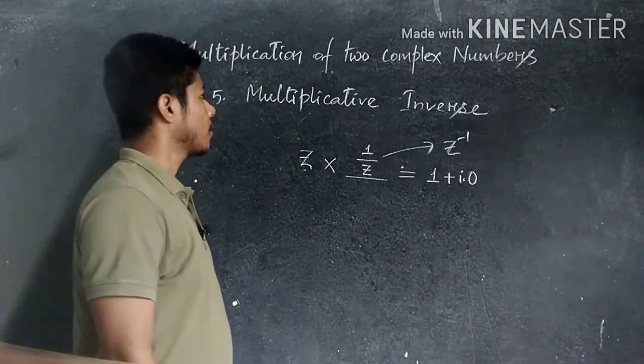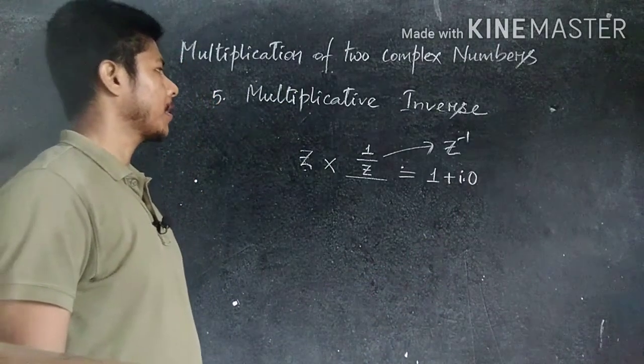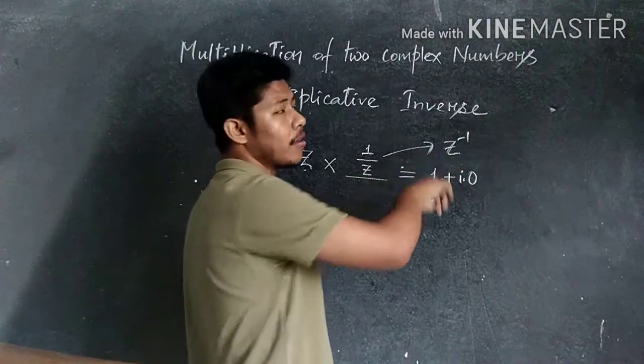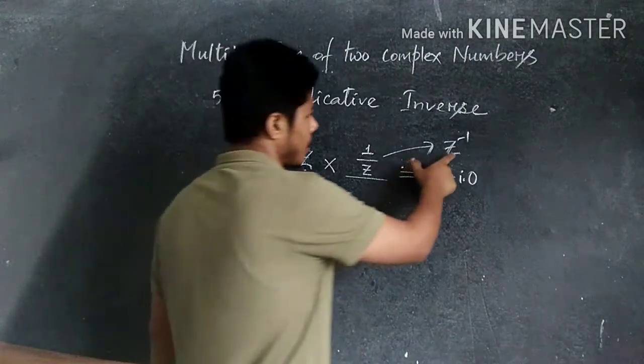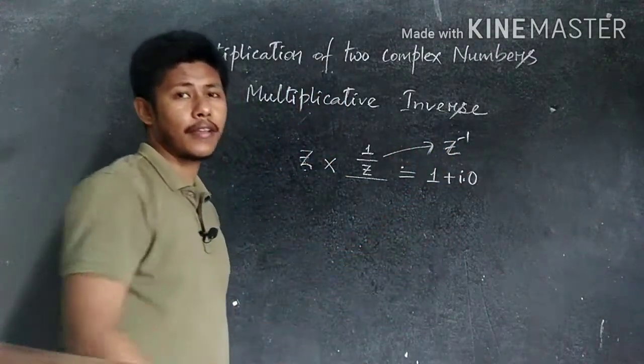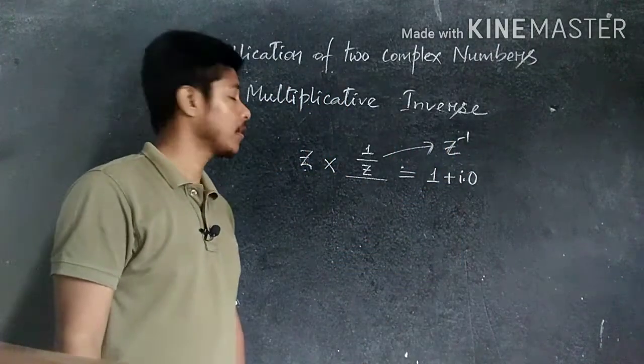Is it clear? So if anyone asks you to find out the multiplicative inverse, that means you have to find out z inverse. There is a process to find out the z inverse directly.